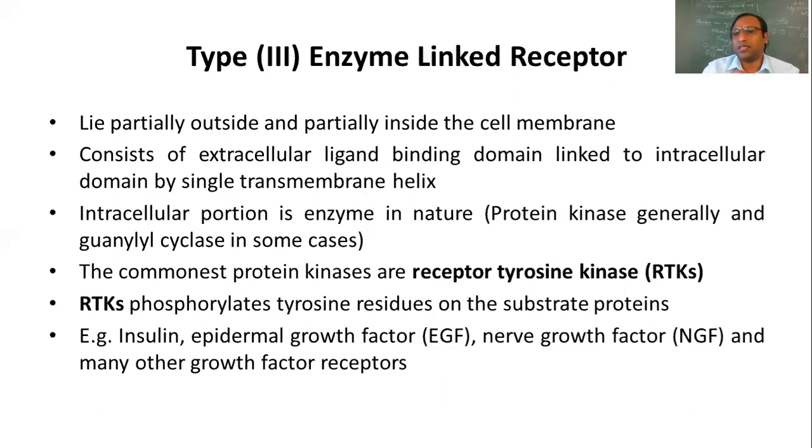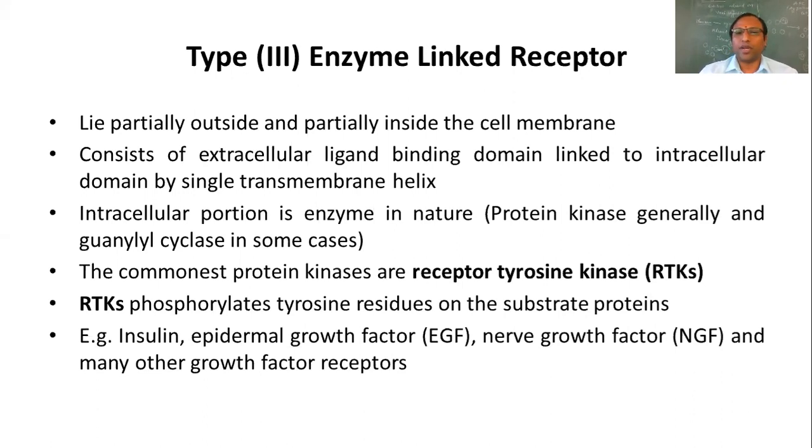The protein kinases generally work here, so phosphorylation will easily take place. Guanylyl cyclase in some cases also helps with this process. The commonest protein kinase present here is receptor tyrosine kinase, called RTK. As I said, wherever the kinase comes, it is going to phosphorylate. So RTK phosphorylates tyrosine residues on the substrate proteins.